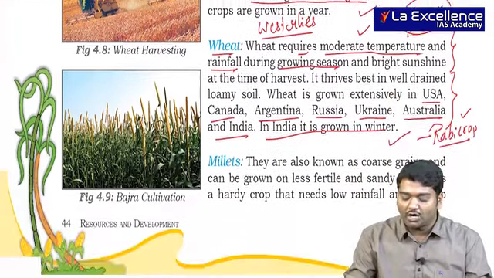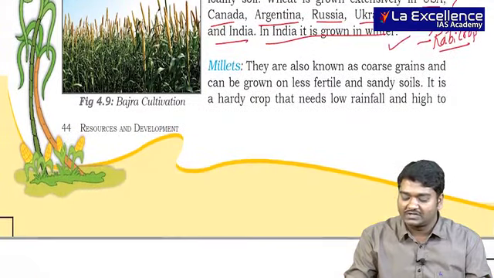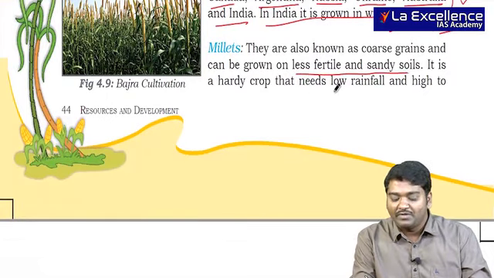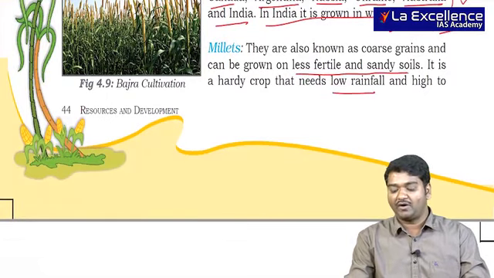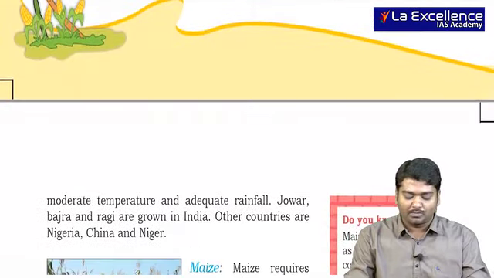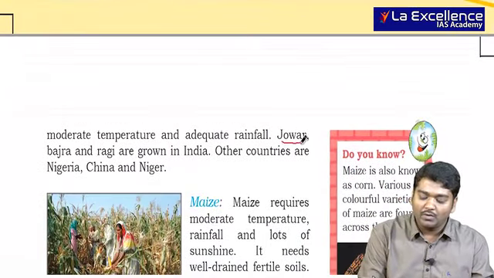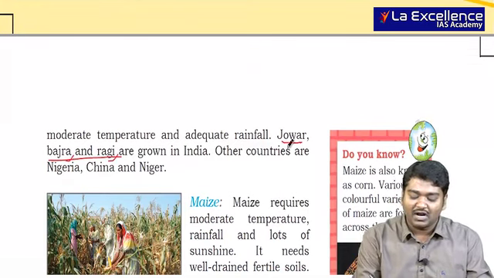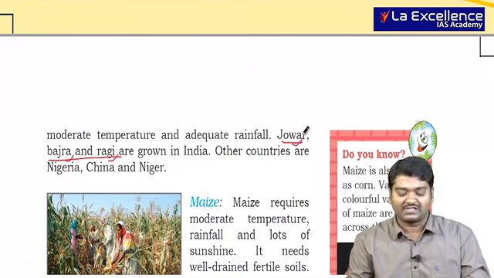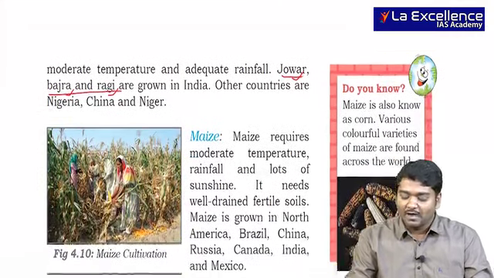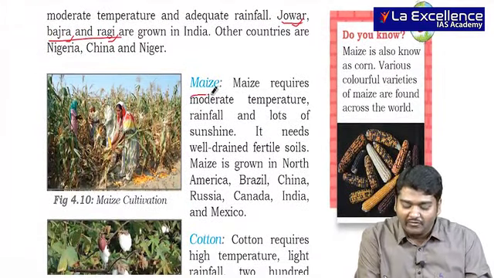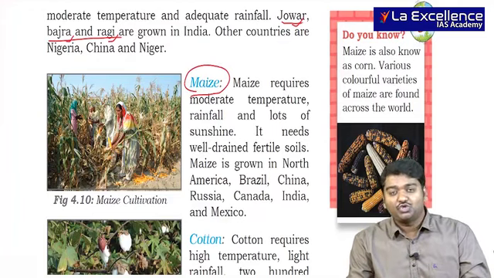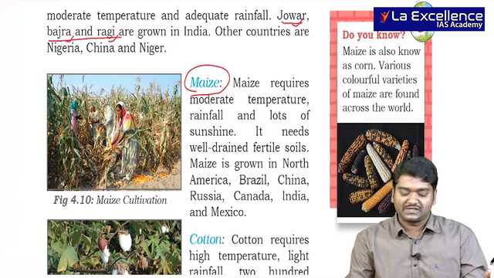Next, we need to talk about millets or coarse grains, which are usually grown on less fertile and sandy soil. They require less rainfall, so they are usually arid crops. In India, jowar, bajra and ragi. Ragi is grown in Karnataka, bajra and jowar in Rajasthan and Maharashtra respectively, right? Then you have maize, which is a very important crop in major countries. In India, it is usually grown as a subsistence crop.